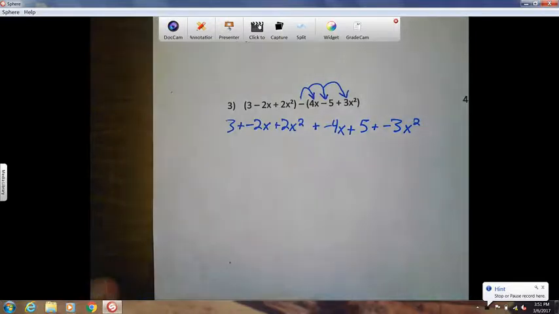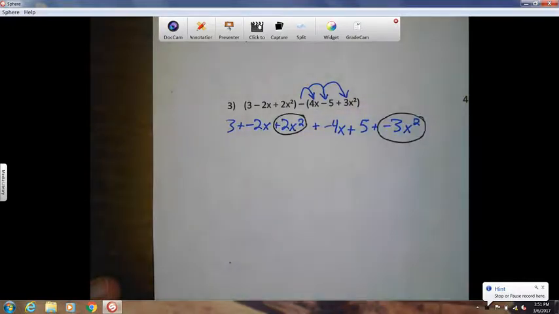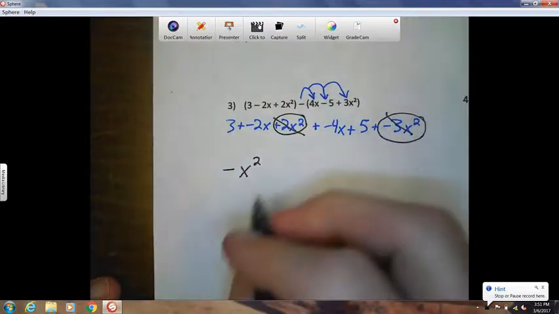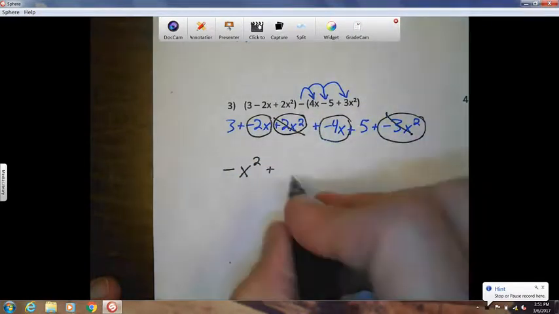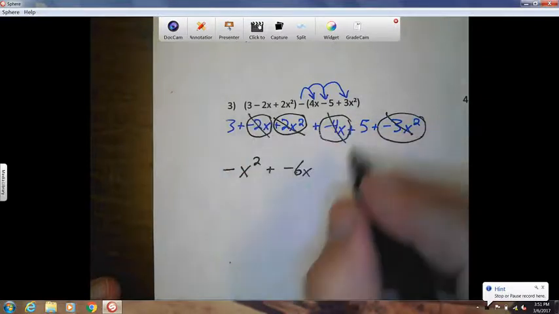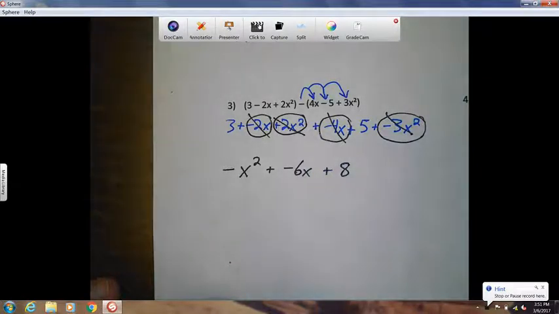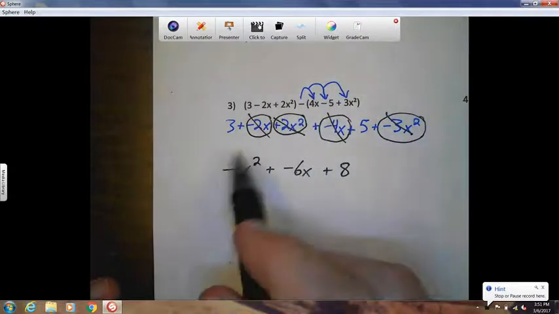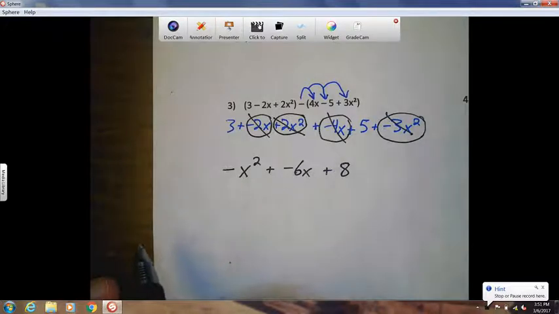Now I'm going to look for my like terms. X to the second and x to the second. So that makes negative x to the second. Here's a negative 2x, here's a negative 4x. So negative 6x. And 5 and 3 is 8. Answer is written in standard form. This is probably the most commonly missed thing. When you see that minus, change the sign of everything. I am separating everything by a plus sign. I don't have subtraction anymore. Change the subtractions to negative signs.